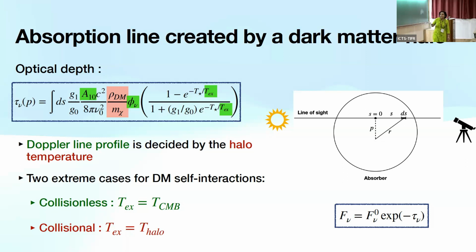And again, the excitation temperature, which decides the population of dark matter particles in the ground state and excited state. Here, we took two extreme scenarios, one where we considered collisionless dark matter. So we just have photons which are making transitions, so it is just the CMB temperature. And the other, if inelastic collisions are strong, then the excitation temperature is equal to the dark matter halo temperature.